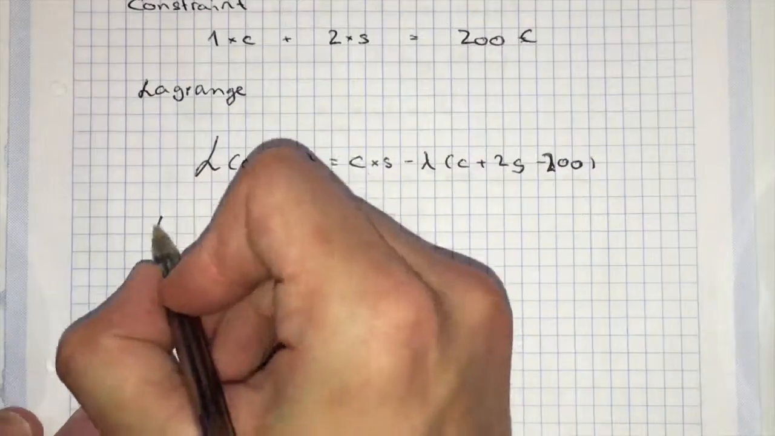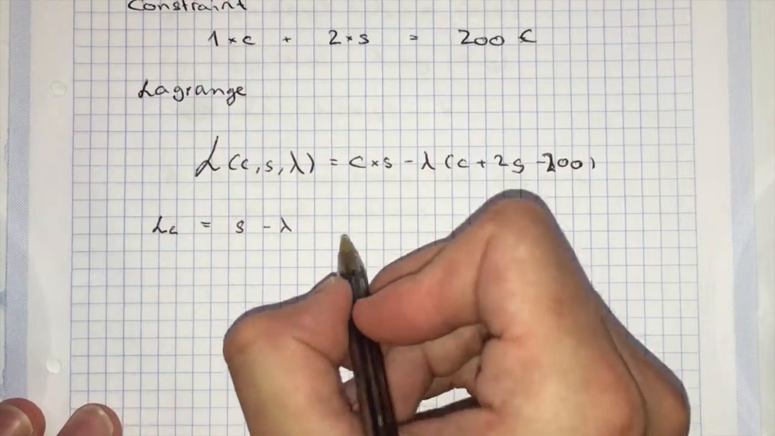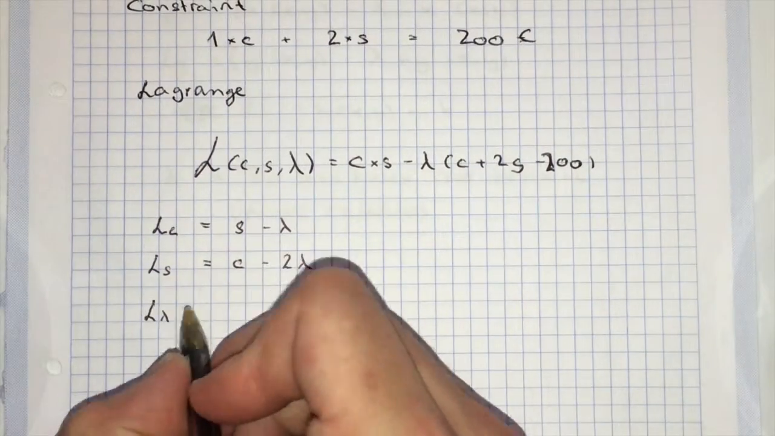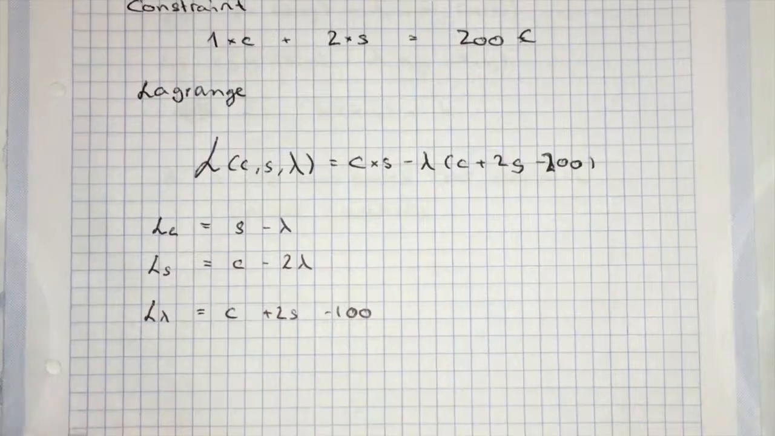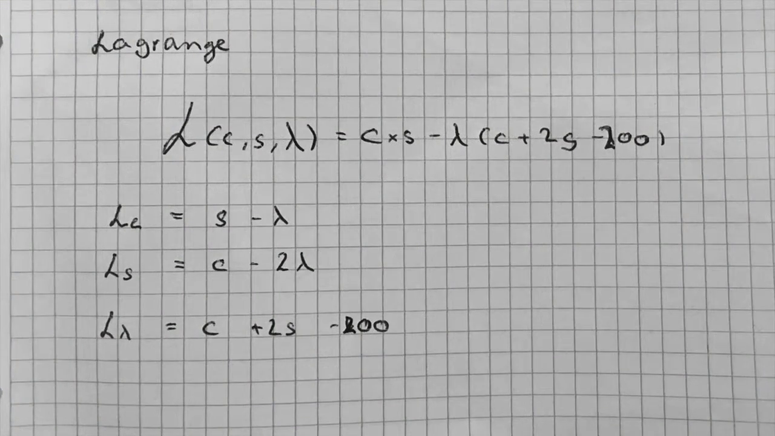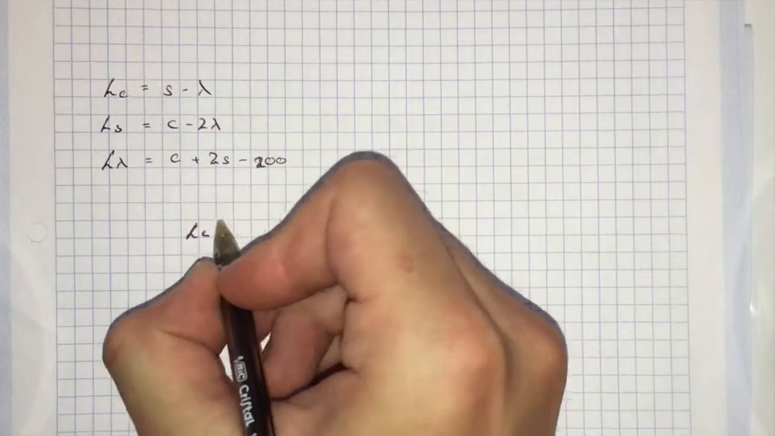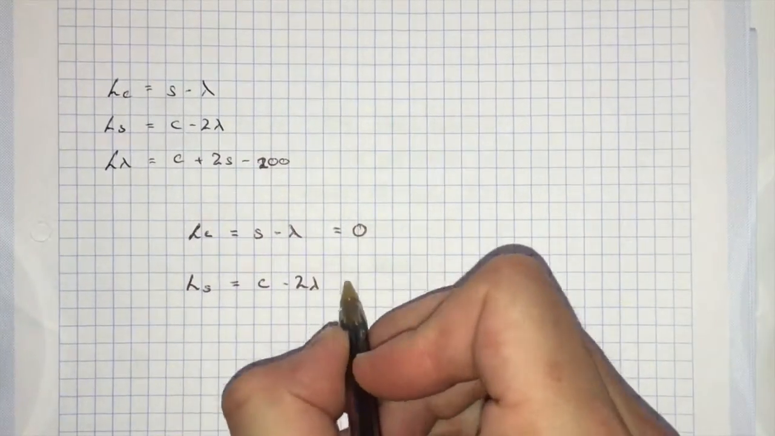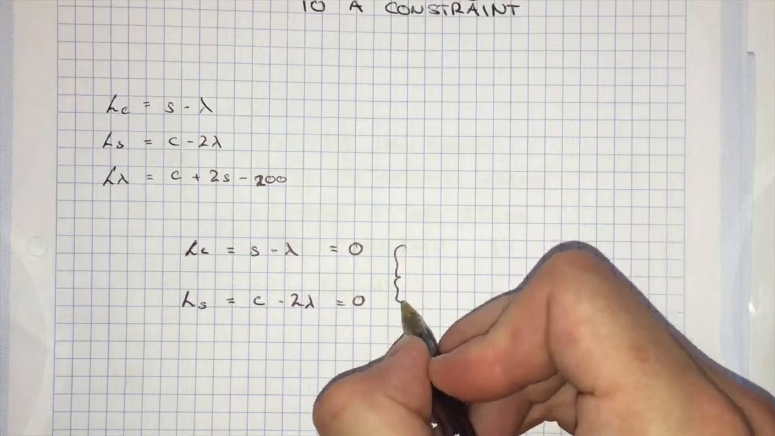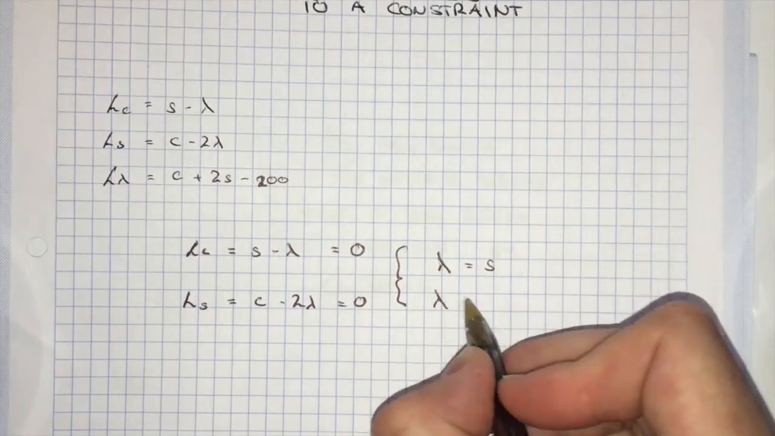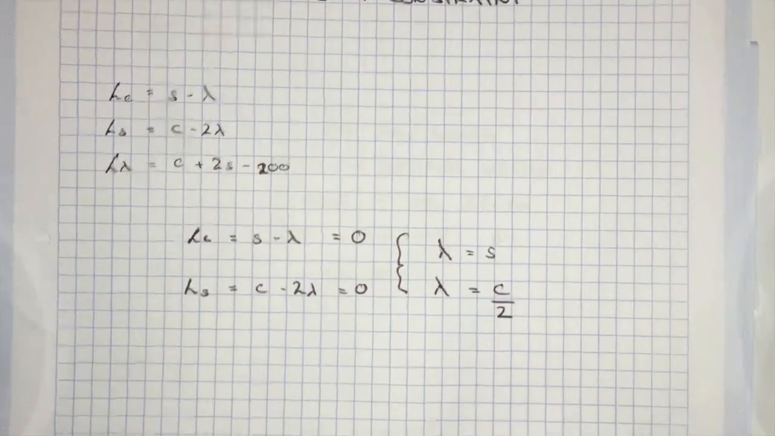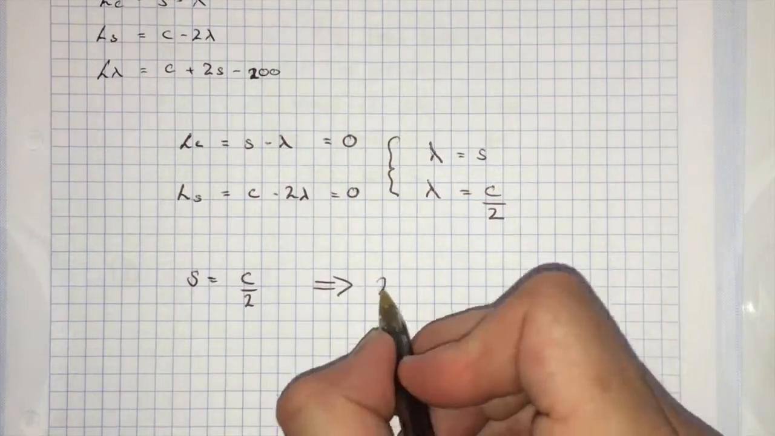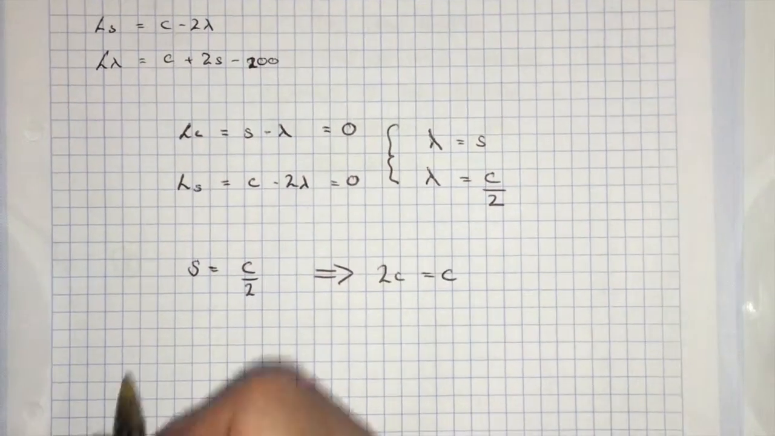Now we derive the function in terms of C, S, and lambda, giving us S minus lambda, C minus 2 lambda, and C plus 2S minus 200. Now we set both the partial derivatives equal to 0. That way we get lambda equals S, and lambda also equals C over 2. Therefore we can derive that S is equal to C over 2, or that C is equal to 2S.